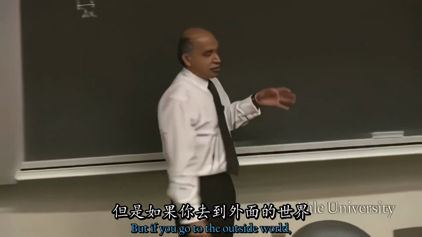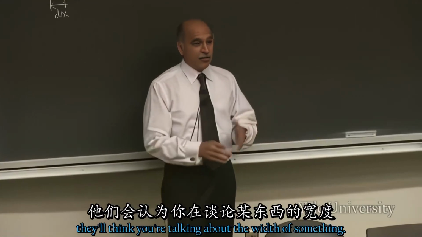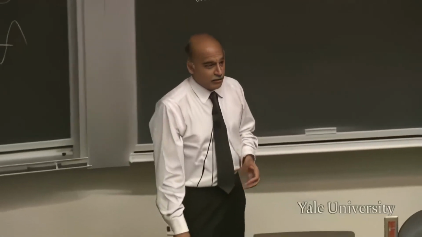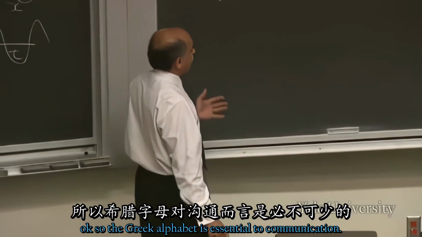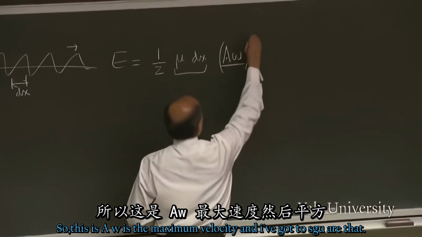But if you go to the outside world, if you talk to any physicist, if you say W, they'll think you're talking about the width of something. So you have to say omega. Okay, so Greek alphabet is essential to communication. So this is A omega as the maximum velocity, and I have to square that.